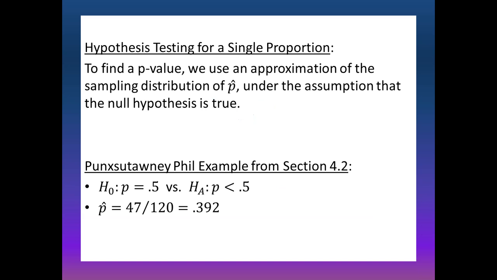There's how you would find a p-value in a general sense, using an approximation of the sampling distribution of p hat under the assumption that the null hypothesis is true. That's what we did in section 4.2, where we're finding p-values using a randomization distribution. That is an approximation of the sampling distribution. There's just a different approximation that you use in Chapter 6. But with this Punxsutawney Phil example, we can go through how we did it in Chapter 4, and then we'll go through how it would work if we did it the Chapter 6 way instead.